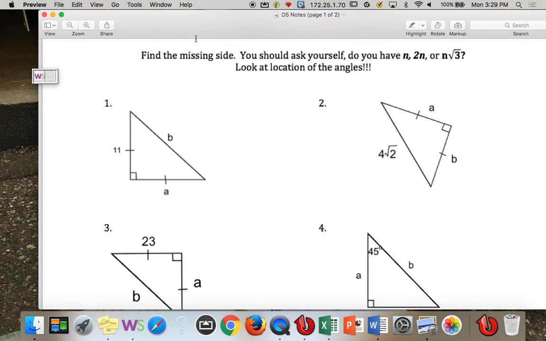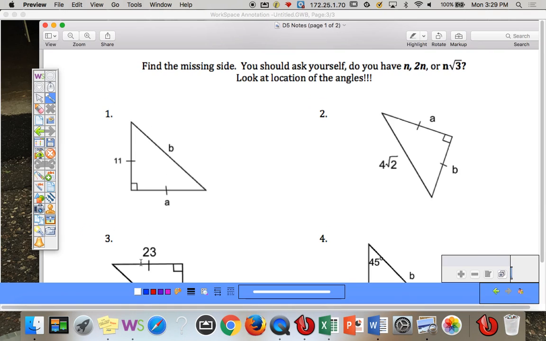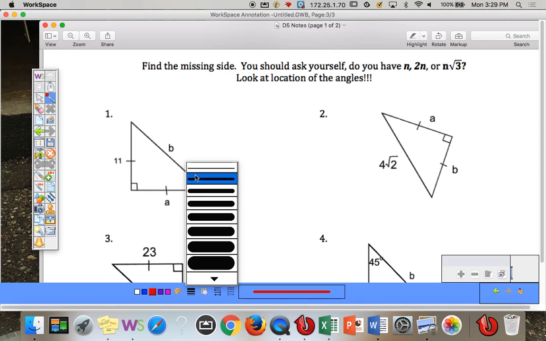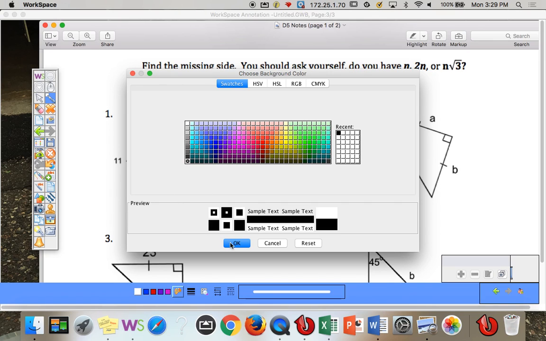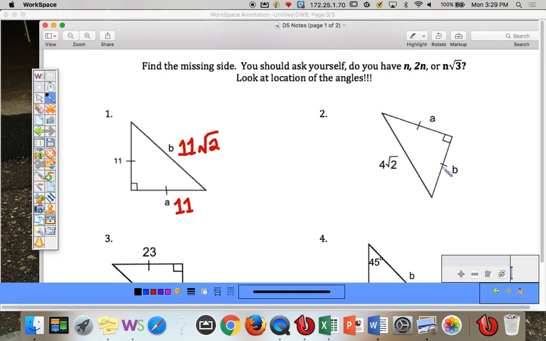Let's take a look at the first one. It's 45-45-90, and I can tell that because two sides are the same. If two sides are the same, then this side is also 11, and this side will be 11√2. Again, you can refer back to the triangle at the top of the page if you forget what they equal.